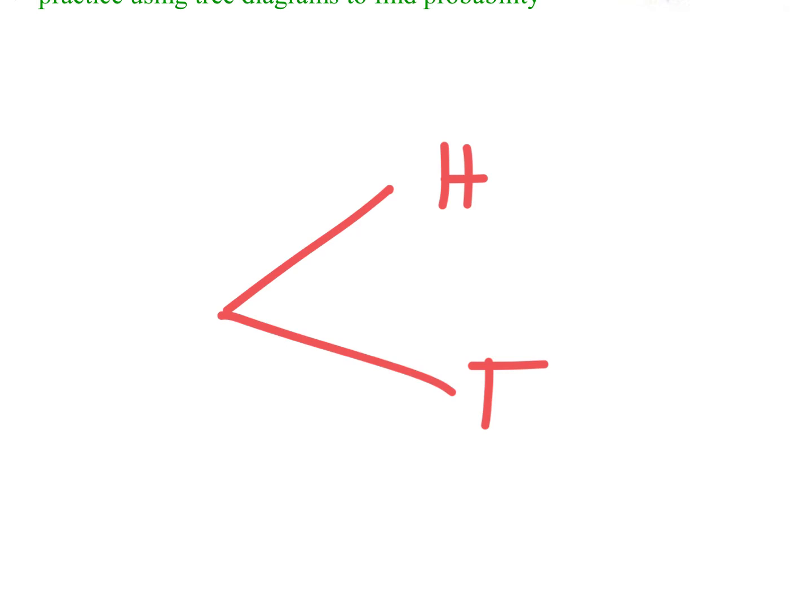Then you can write the probability of that right here: 0.5, 0.5. And now, if you want to figure out the probability of a heads, you just follow that little branch and it's just H. And your answer to it is, well, 0.5. So your probability of getting heads is 0.5.